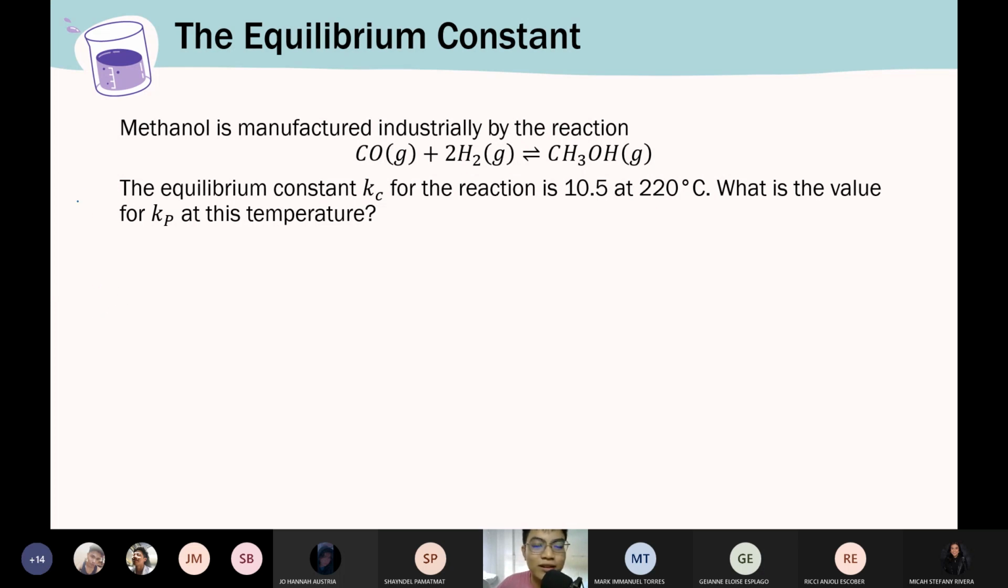Doon sa mga umattend ng Flare, alam niyo yung mga kwento ko about climate stuff. Anyway, so let's try to answer this one.